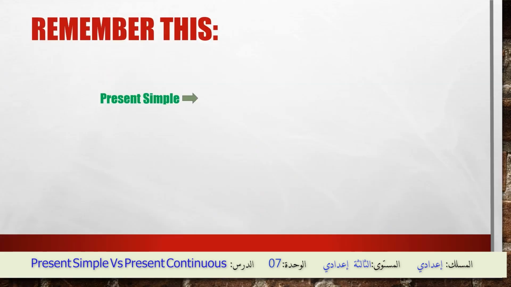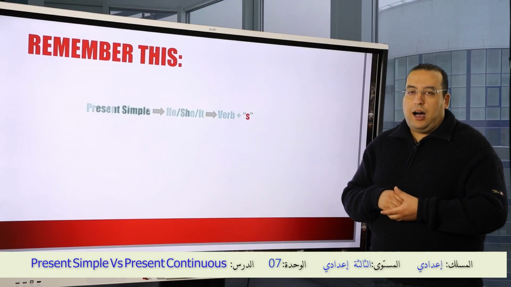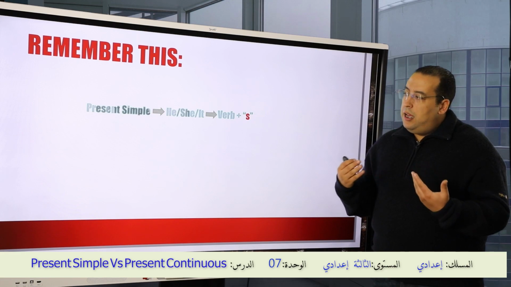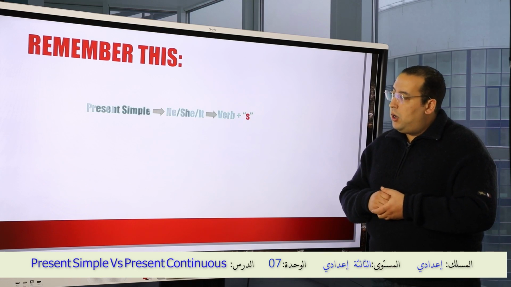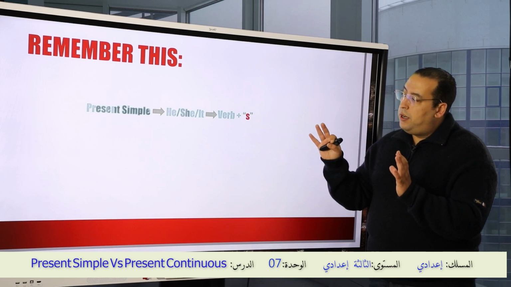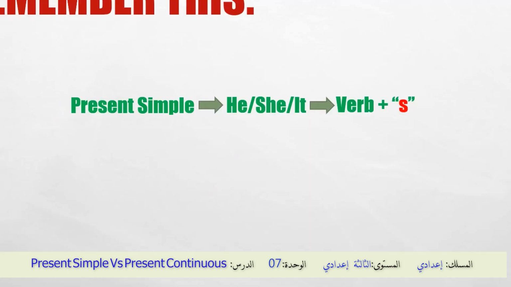In the present simple, when the verb comes after he, she, or it, the verb should take s at the end. And sometimes the verb takes es. And sometimes again, the verb takes ies. This is another lesson that we are going to see someday. Okay? Now let's focus on this rule here. In the present simple, when the verb comes after he, she, or it takes s at the end.